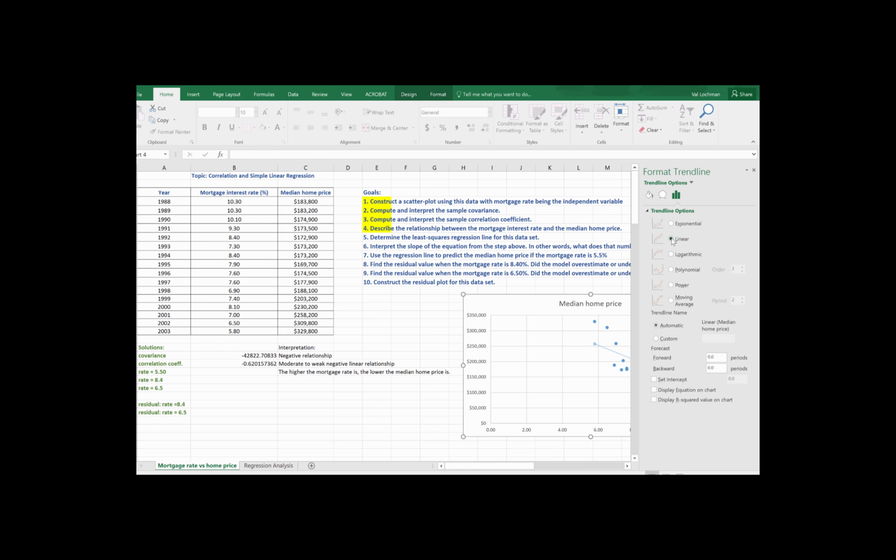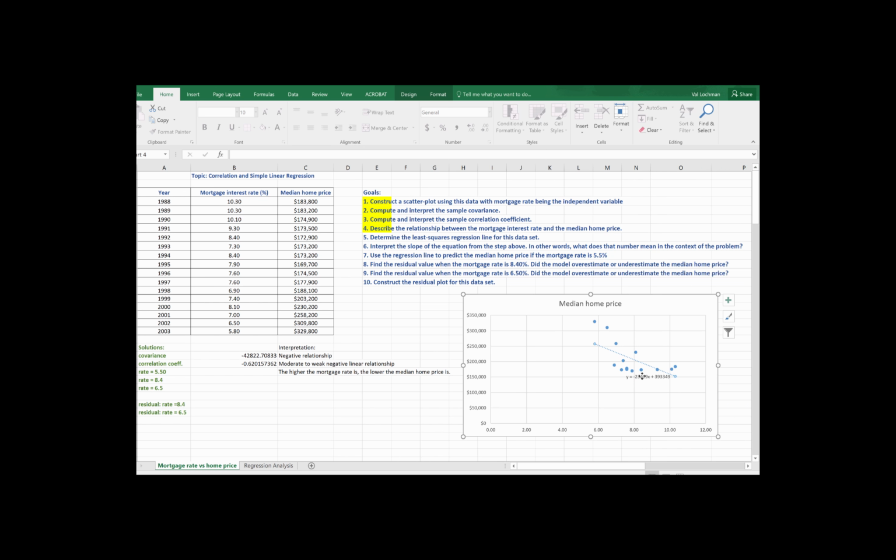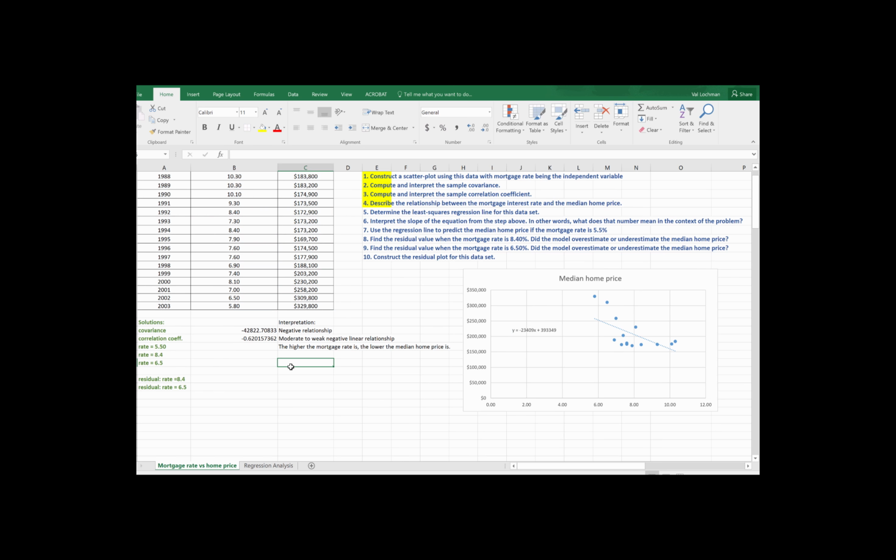And we're going to pick linear and also check display equation on chart. Okay, so there you go. Here's your equation. I want to move it over here so we can see it a little better. Okay, so here's my equation. Let's go ahead and write it.